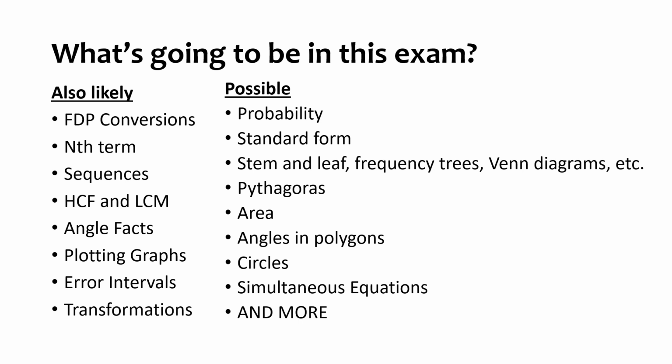So there's lots and lots of things here that could come up in this paper 1, and we don't know exactly what's going to be there. But think about some of those things that you might have in your exam that could be non-calculator. Unit conversions, always really popular. Algebra might come up, or some sort of bar chart, frequency tree, stem and leaf, pictogram, some sort of statistical diagram. So what can you do this evening to help you?